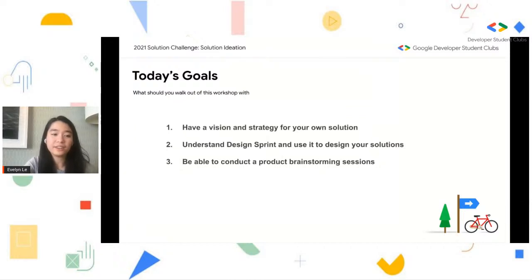And here are today's goals. First of all, we're going to have a story from Madusha to get some vision and strategy for your own solutions. After today's workshop, you're going to understand how to leverage the design sprint to brainstorm with your team and to design your solutions. And after all, you will be able to conduct productive brainstorming sessions.